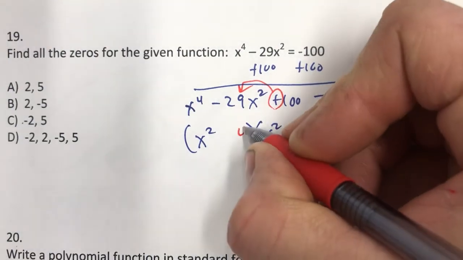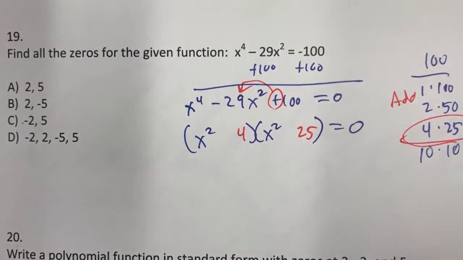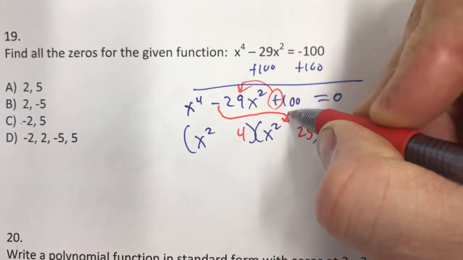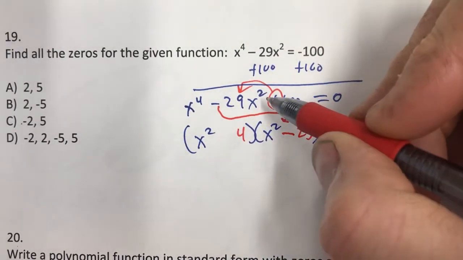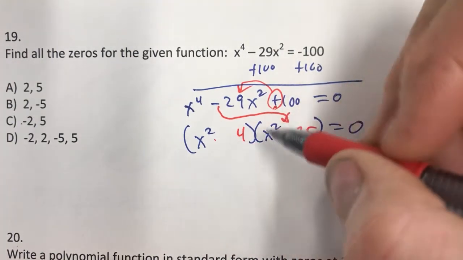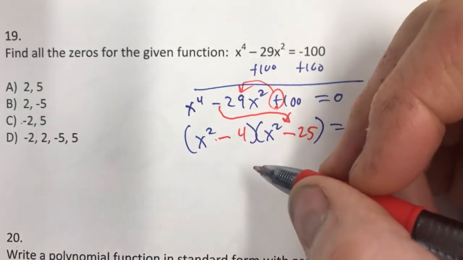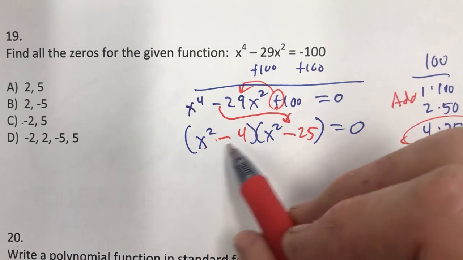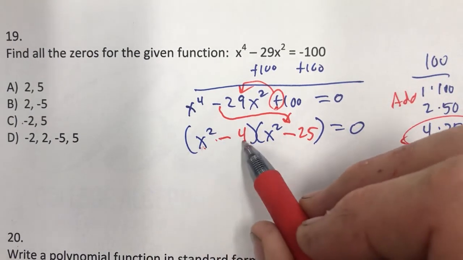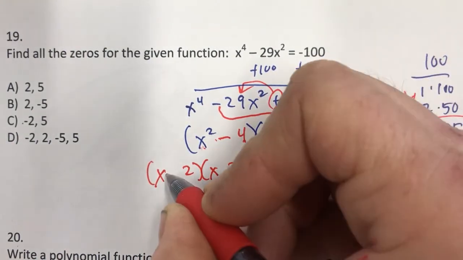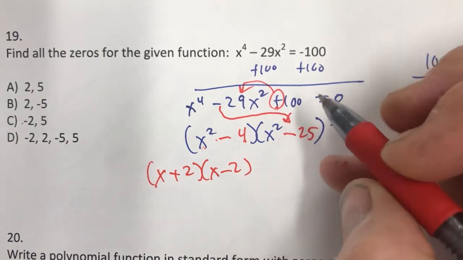So this is a 4, that's a 25. Now let's put my signs in. This sign here goes to the big one every time. This last sign being a plus tells me that these signs are the same, so that's minus. And then what we have here, this is a difference of squares. This is x squared, that's 2 squared. So x and 2, x and 2, one's plus, one's minus.